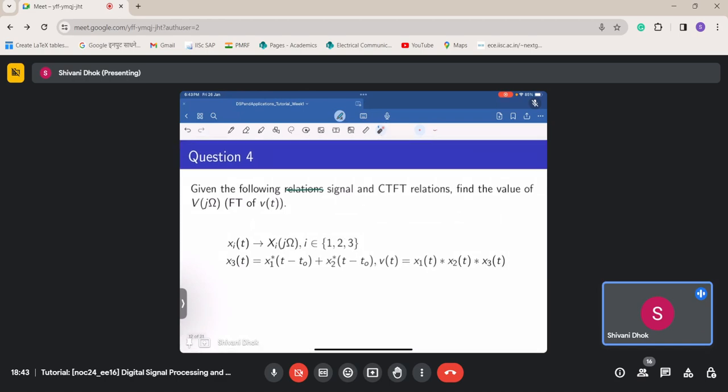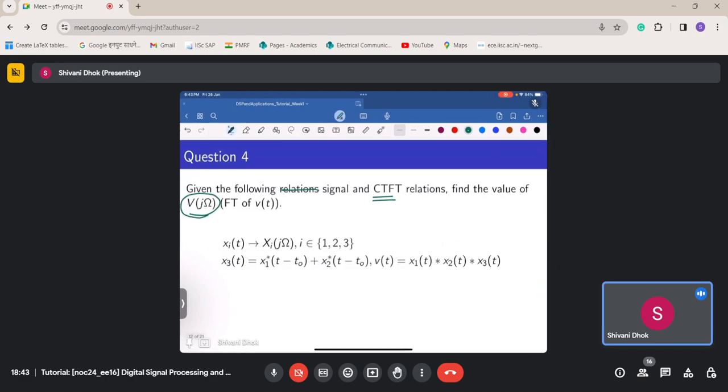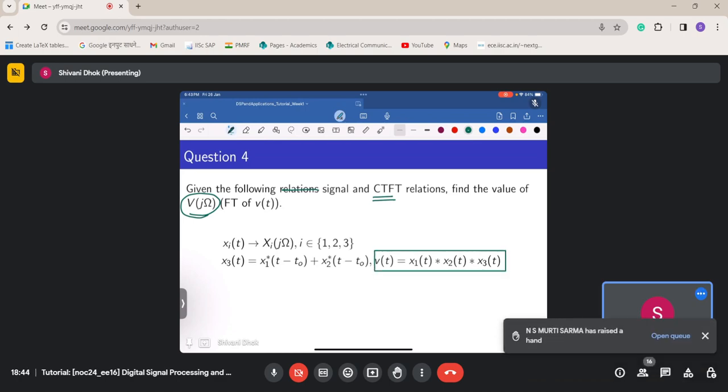So what we have here is given the following signal and CTFT relation. The CTFT is basically the continuous time Fourier transform. I'll define that first, and what we need to do is find the CTFT of v(t), which is V of j omega, where v(t) is given by this particular convolution operation.